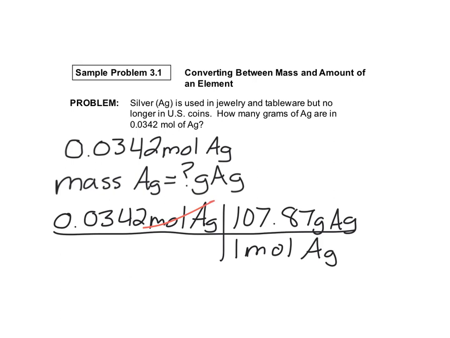And so now let me check my units. I've got moles divided by moles. That's going to equal 1, and they're going to cancel out. So now I can type this in my calculator to see how many grams of silver I have. So I have 0.0342 times 107.87 equals, and I got 3.69 grams of silver.